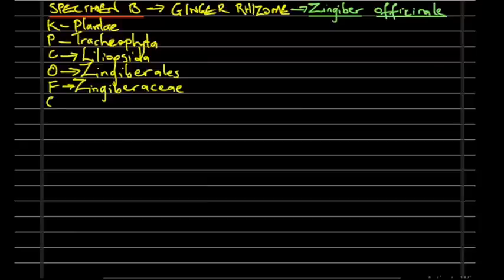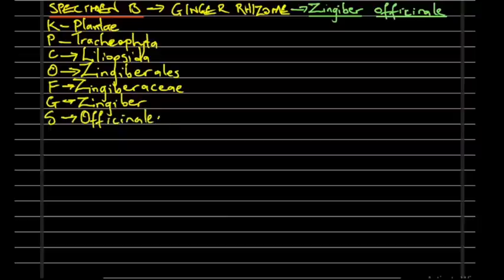And then we have the genus. The genus is Zingiber. And then the species is officinale. So this is basically the taxonomical classification of the ginger rhizome. So let's move further now, talking about the ginger rhizome.